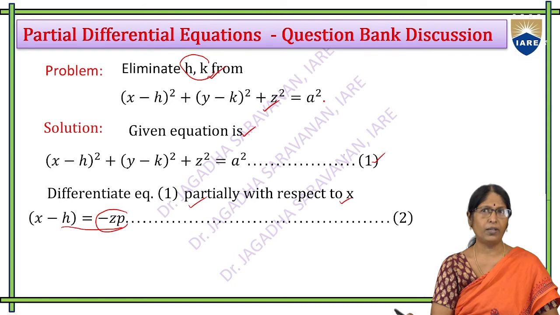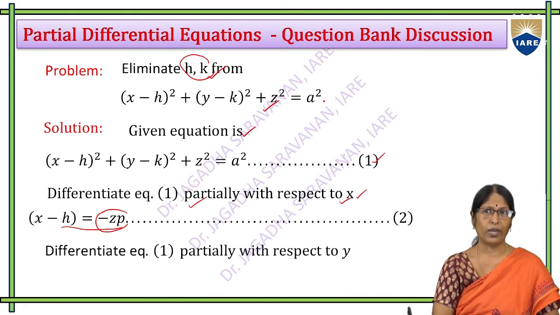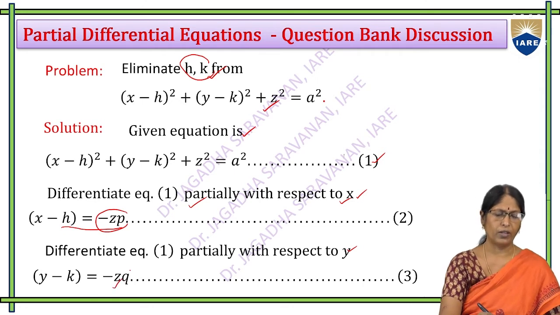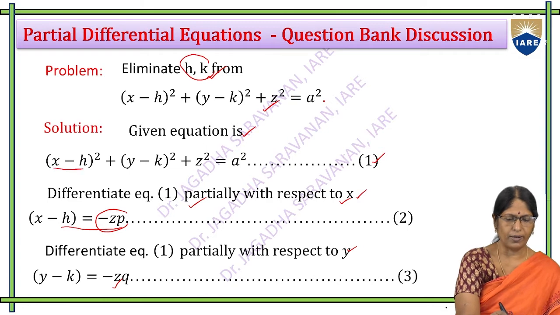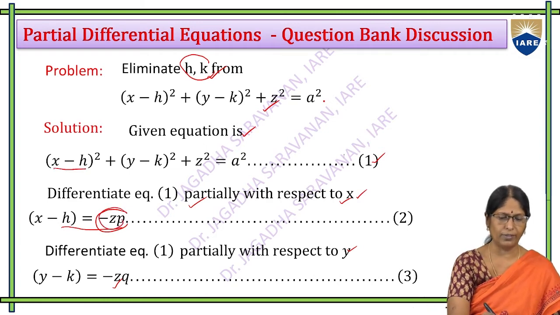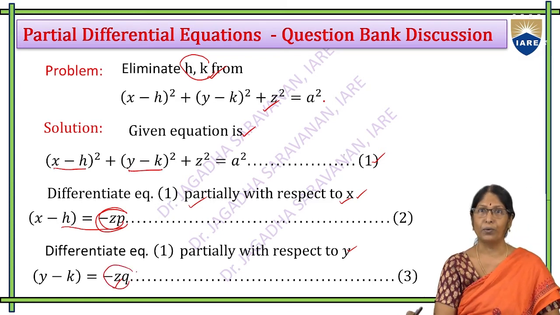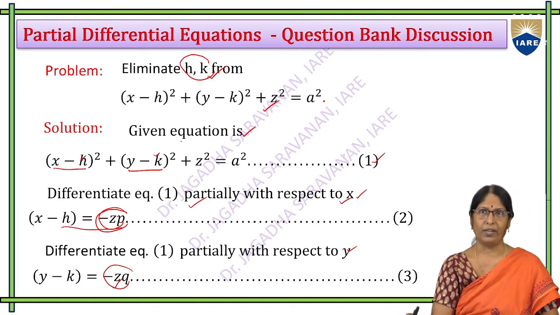Next, with similar treatment in the same manner, initially we did with respect to x, now we will do with respect to y. When we differentiate partially with respect to y, we obtain y minus k equal to minus zq. So this place can be replaced by this, and that place can be replaced by this. If we do this, h and k will definitely be eliminated.